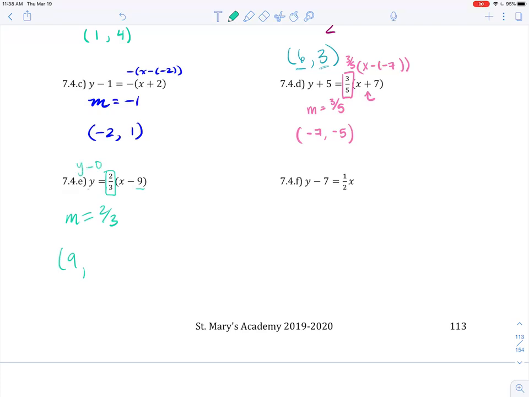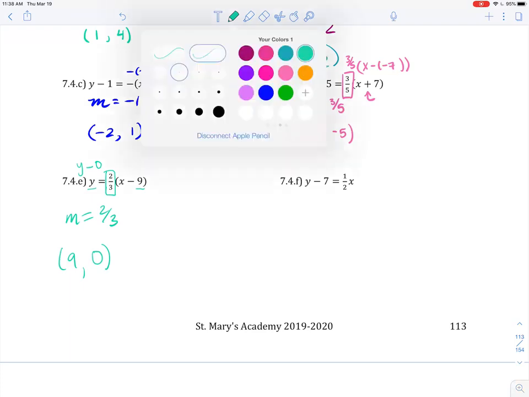But the y's are looking a little crazy over here. And I just want to remind you that saying y minus 0 is the same thing as saying y. And so in that case, we know that our missing y value from our point is just 0. There we go.